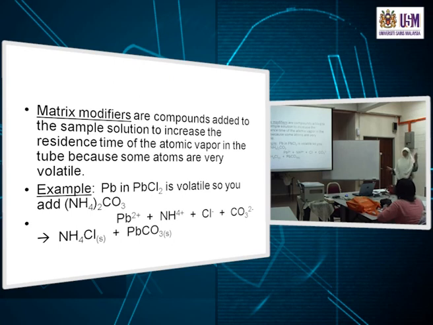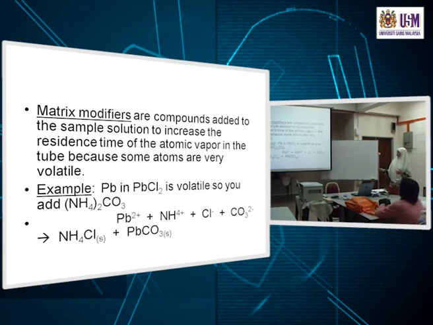So that means you already lost your analyte, and then when it comes to the time when you want to take absorbance, the number of atoms has been reduced. So by using a matrix modifier, you increase the residence time, by this particular sequence that's shown here. The ammonium carbonate reacts with the lead and the other ions so that you form lead carbonate, which probably is less volatile compared to lead chloride. So this is just one example of a matrix modifier.